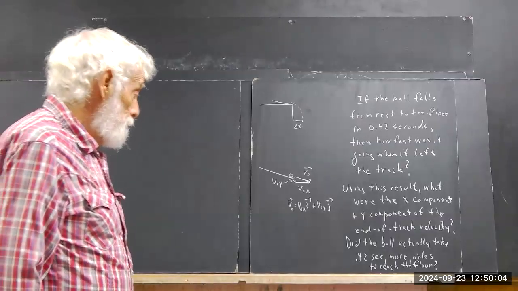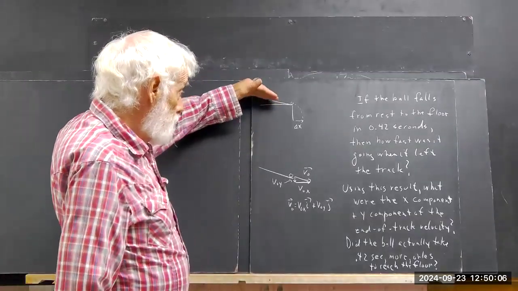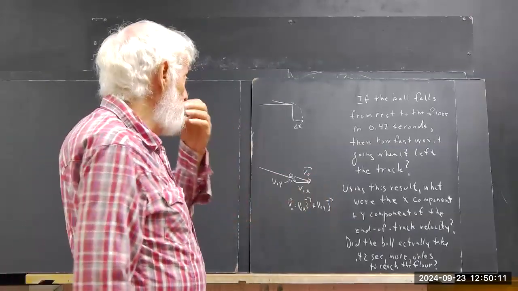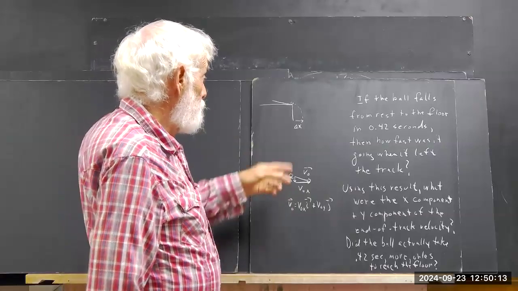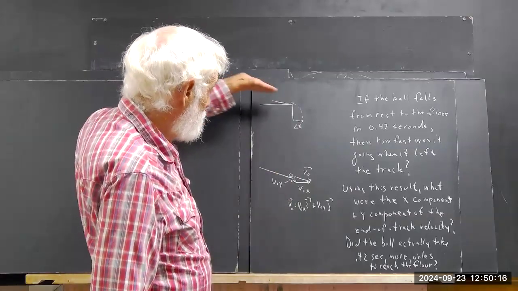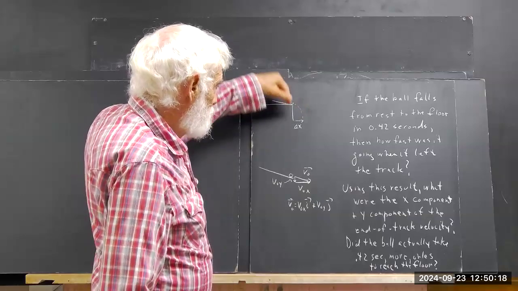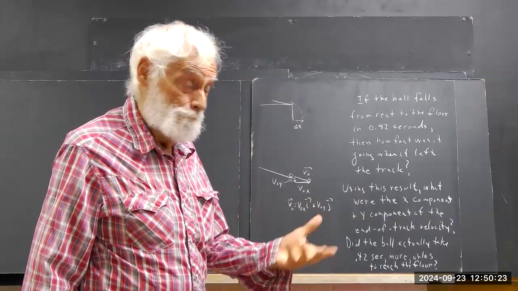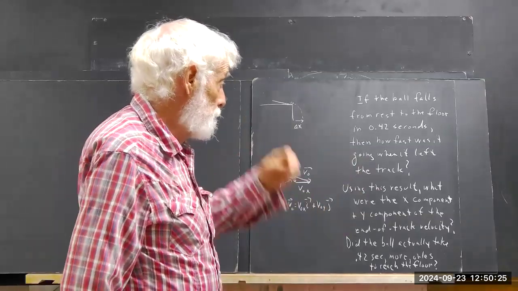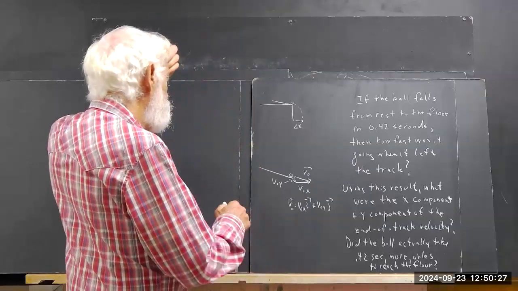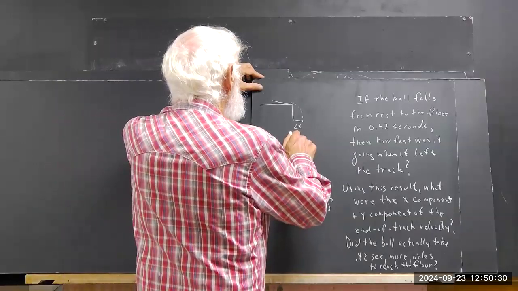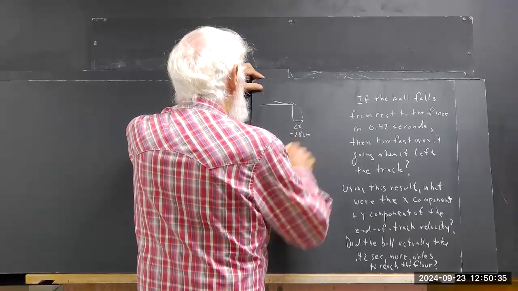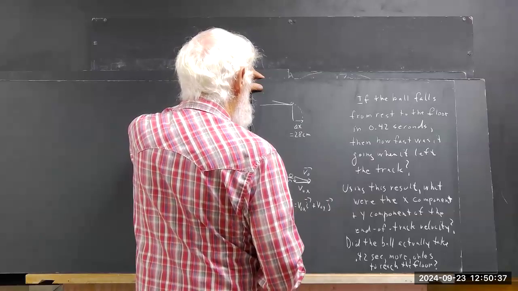Now, if you assume, and it's a fairly good assumption for a ramp that doesn't have much steepness, okay? If you assume that the ball still falls in 0.42 seconds, ignoring the fact that it has a bit of a vertical component to its velocity when it starts, then you're going to come to a conclusion. So I'm going to assume delta x is 28 centimeters.